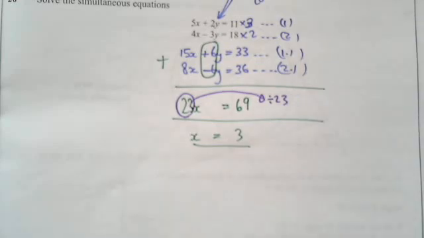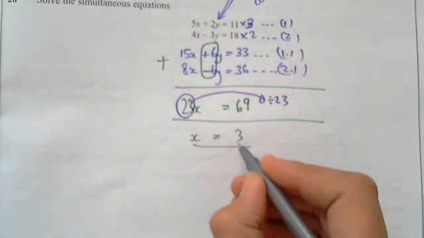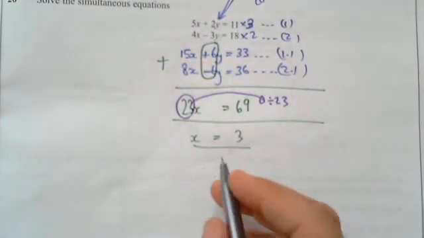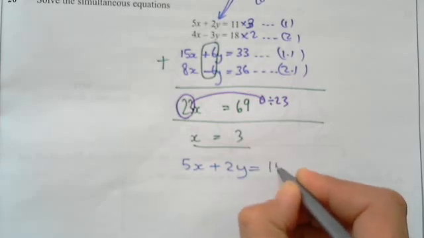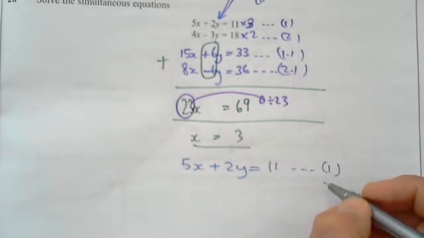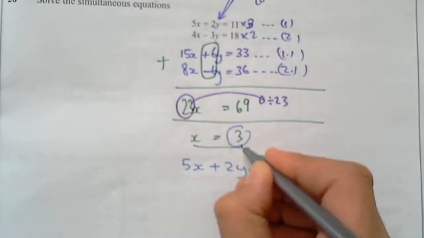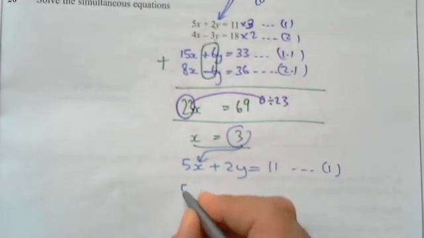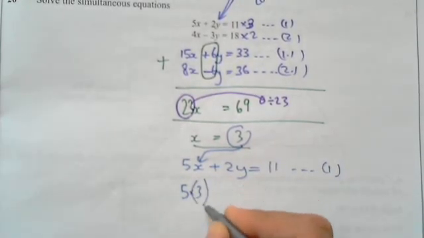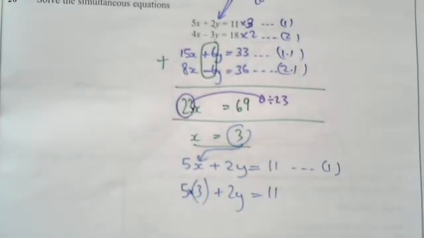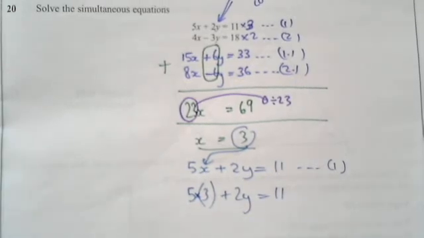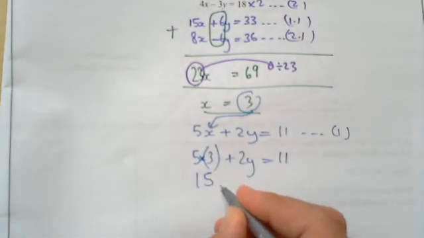To work out the y value, we need to substitute in the x value. Substitute this back into any one of the equations. So that's equation number 1, and I'm going to pop this into here. Substitute: 5 times by 3 plus 2y is equal to 11. So 5 times by 3 will give us an answer of 15.